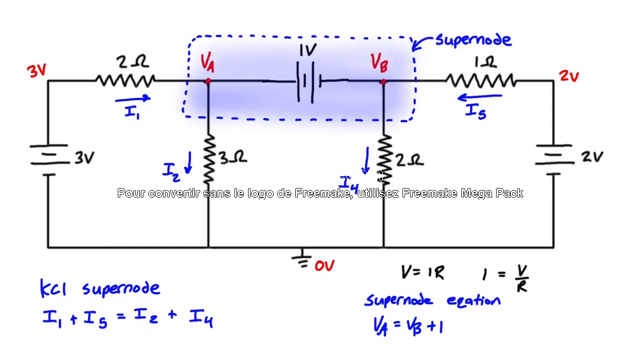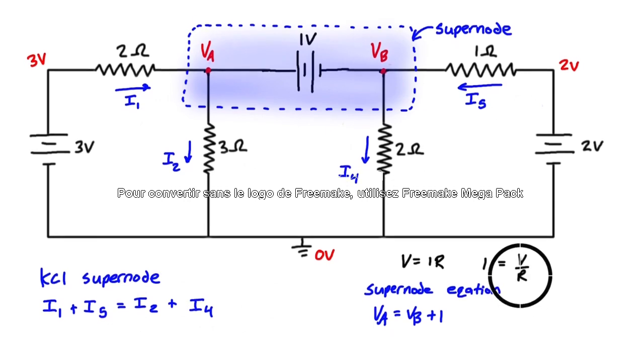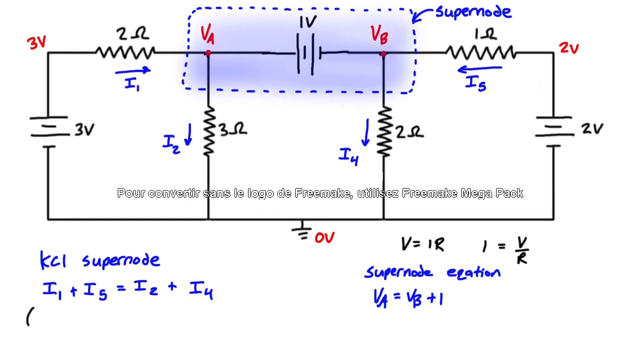So let's actually fill out what we have for I1, and basically again we're going to substitute across the resistor. It's going to be the voltage drop across the resistor divided by the resistance. So for I1, the voltage drop is going to be 3 volts minus VA. That's because we're going from the higher side to the lower side, because we've assumed this is the way the current is flowing. So the voltage difference across it is basically the high side minus the low side. And then we divide that by the resistance, which is just 2 ohms.